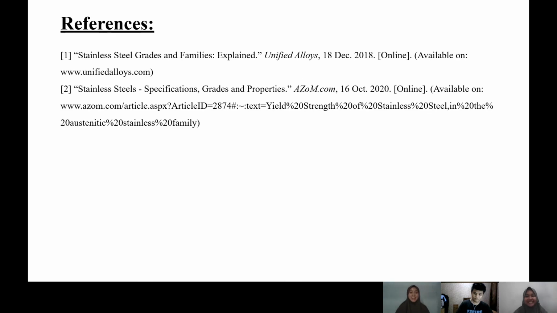Next, here is the reference that we use. This reference is used to find the material selection and the properties of the stainless steel.